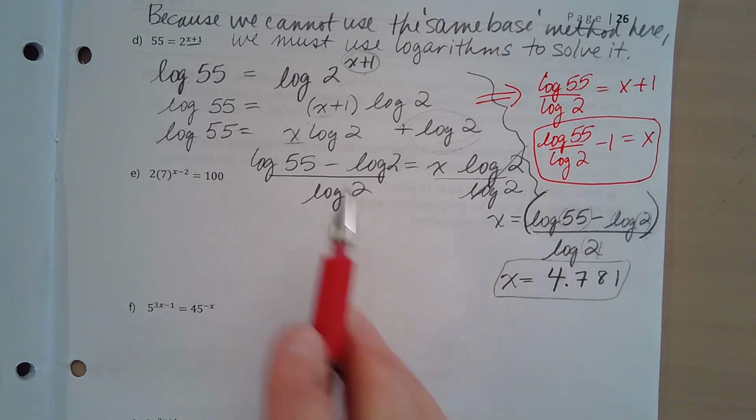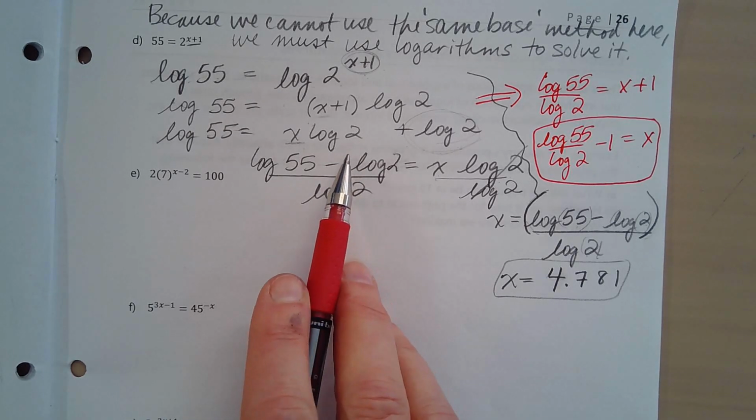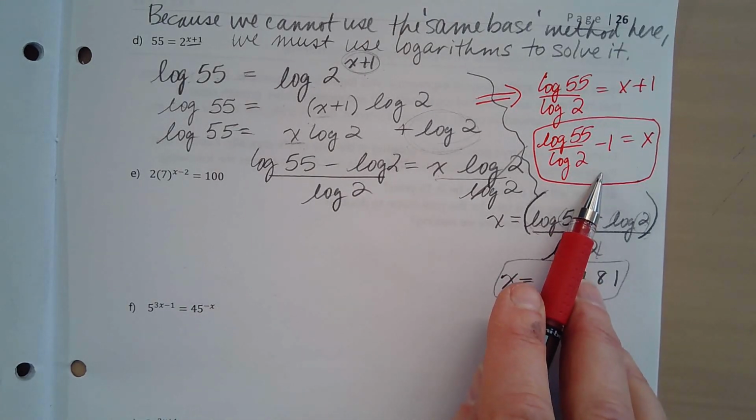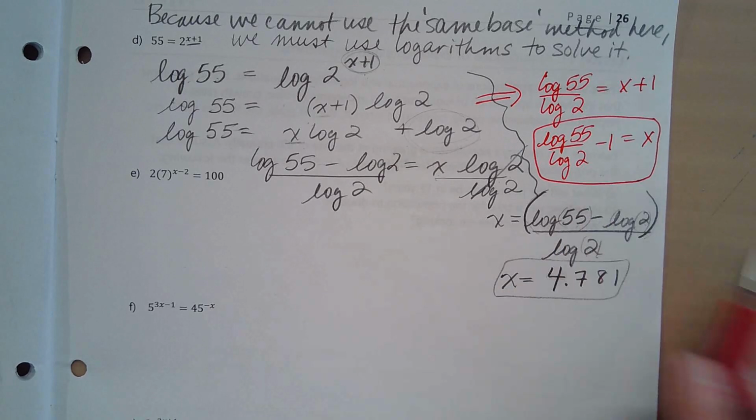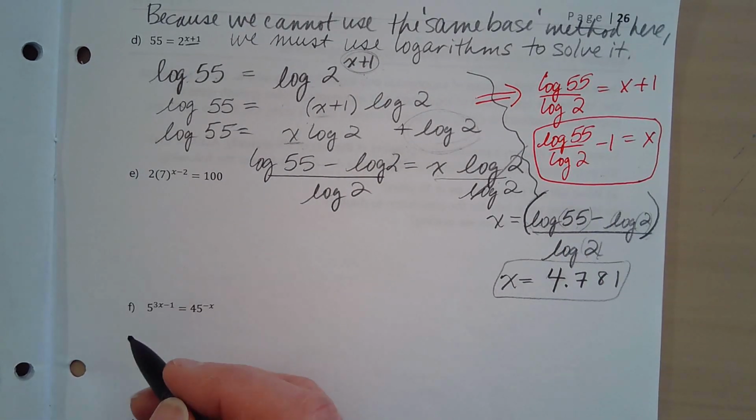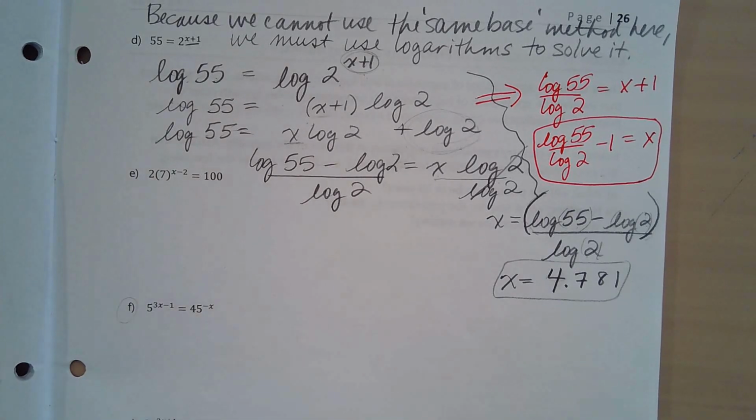That one works nicely because this is a fairly simple equation. I don't think you'll be able to use that method for all of them, right? But when you can use it, that looks good. Let's jump to F. I want to do F first before we do E. Let's take a look at F.